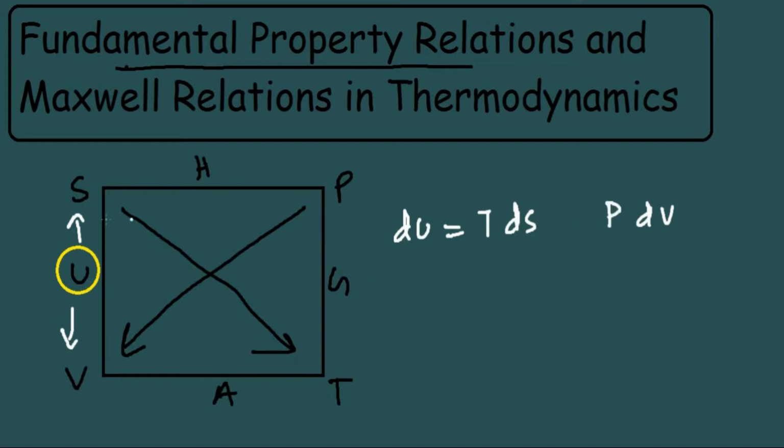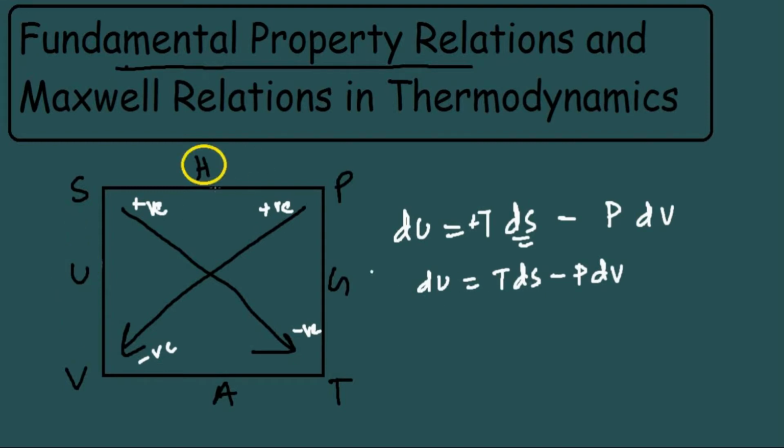Now fun thing, in S I have the tail of this arrow. So tail indicates positive and head indicates negative. So same goes for here. The tail indicates positive and this head indicates negative. So for S I have the positive side, so it will be positive, and for V I have negative, so it will be negative. So the first fundamental property relation is dU equals T dS minus P dV. This is the first fundamental property relation.